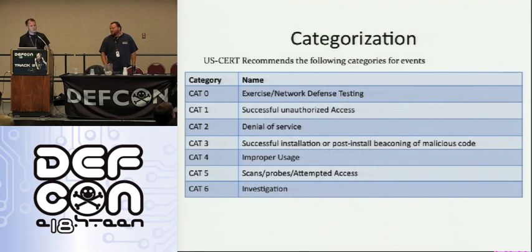So CERT actually has some great categorization recommendations. They have 7 categories that you can filter things through, which will make it easier to look through things that are coming through your network, instead of one screen full of everything. You've got Category 1 for successful unauthorized access. That's when someone actually gets in and accomplishes what they were setting out to accomplish. You have Category 2 for denial of service. Category 3, you have installation of malware or maybe beaconing of malware.